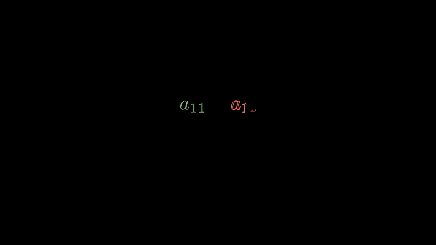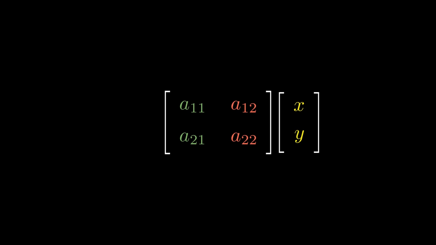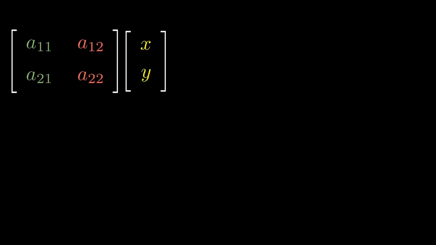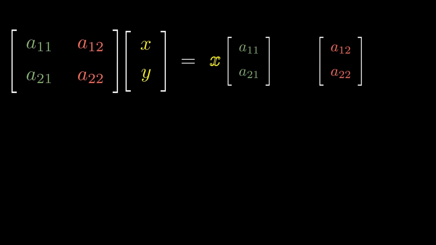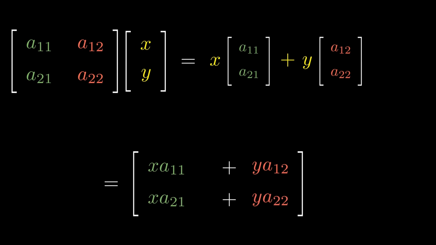So say we have this matrix, where the columns represent where I hat and j hat land. For any vector x, y, we can find its new position after transformation by simply multiplying the x by where I hat would land and y by where j hat would land. And if you haven't realized yet, this is where the intuition for the weird rule for matrix multiplication comes from. The row gets multiplied by the column. A11 times x plus A12 times y, and A21 times x plus A22 times y.